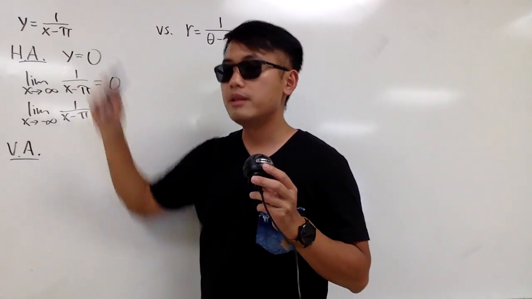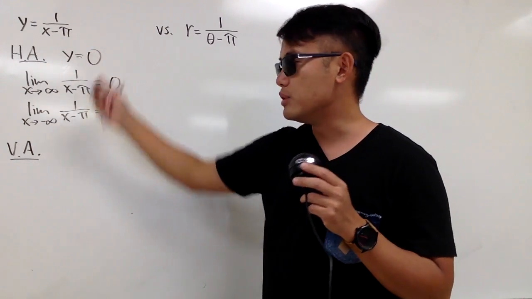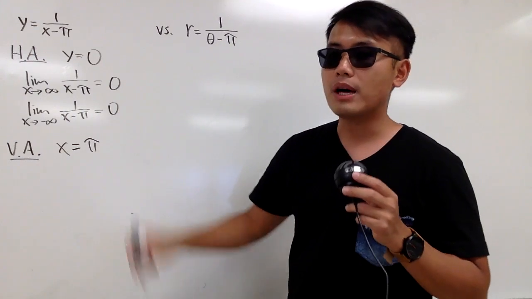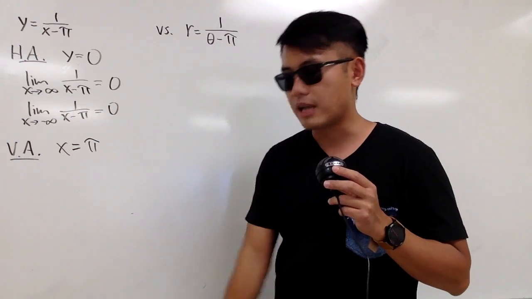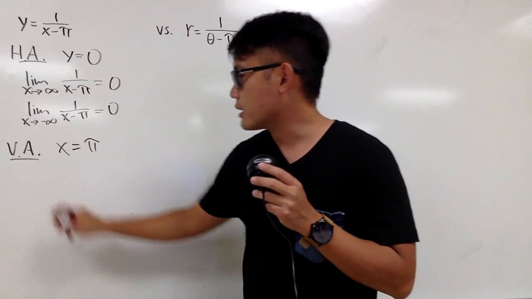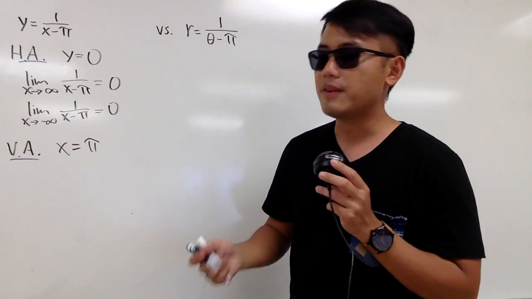And secondly, let's talk about the vertical asymptote of this guy. Pay attention to the denominator. You know that x cannot be equal to pi in this situation, so we know x is equal to pi. That's the vertical asymptote. So you get the vertical dashed line, right? Well, let's talk about the technical part. x is equal to pi is a vertical asymptote because of the following.